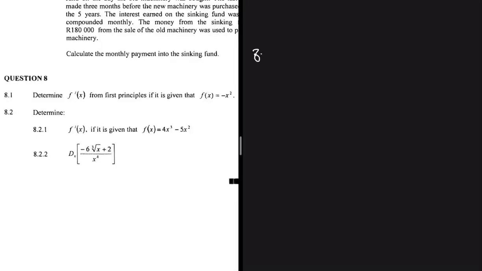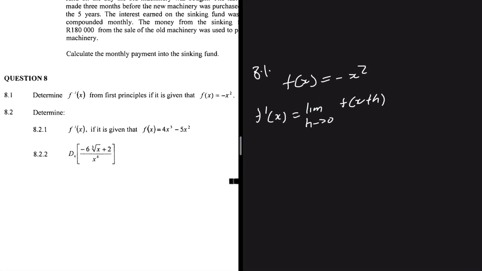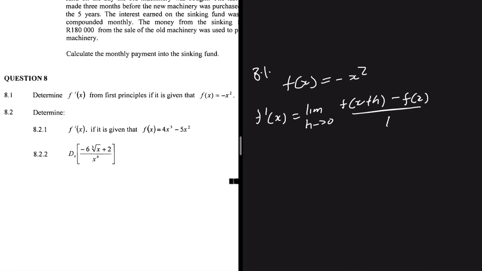So we have 8.1 that says determine f prime of x from first principles if it is given that f of x is equal to minus x squared. And then we're supposed to use first principles. We know that from the first principles, f prime of x is equal to the limit as h tends to zero of f of x plus h minus f of x divided by h.